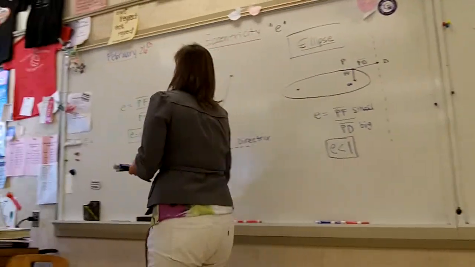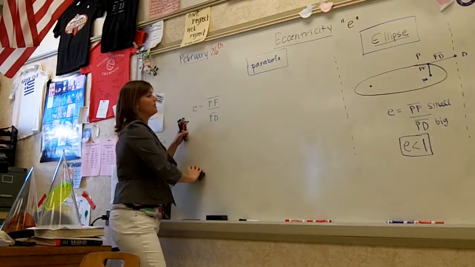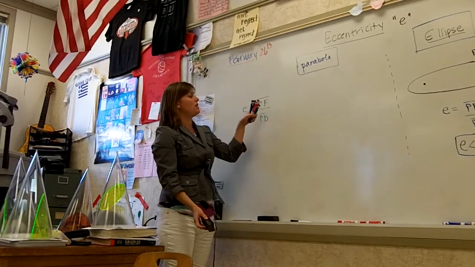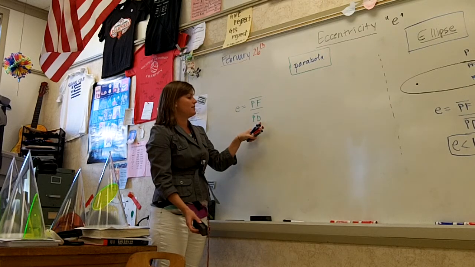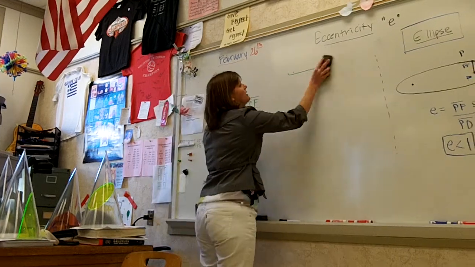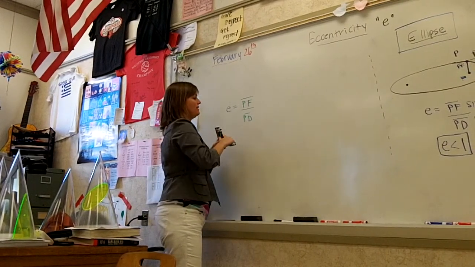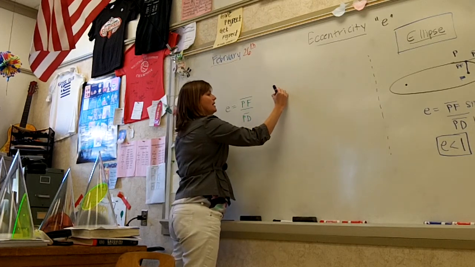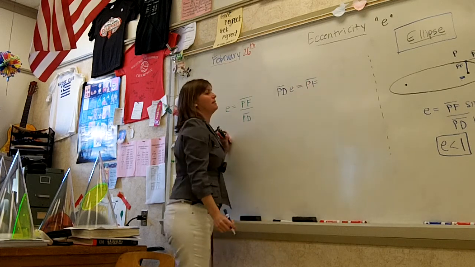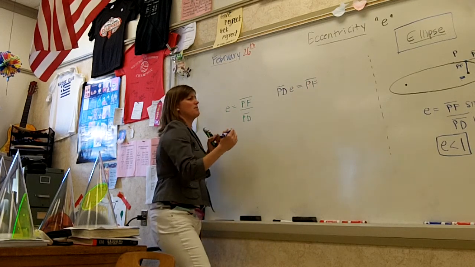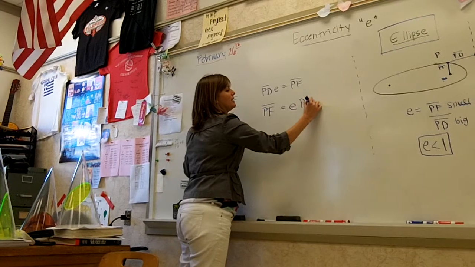So let's go back and look at this relationship that we started off with. I told you that the eccentricity is equal to the ratio of the distance from some point on the curve to the focus, divided by the distance from that same point to the directrix. So using my laws of algebra, I can just cross multiply this ratio and come up with this cool thing: PD times your eccentricity is equal to PF. But for me, that's hard to remember because I always remember it like this. Not that it matters, but PF is equal to e PD.